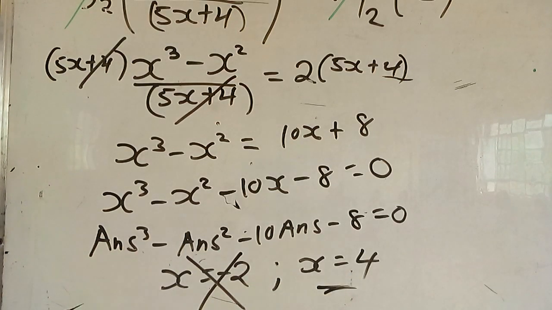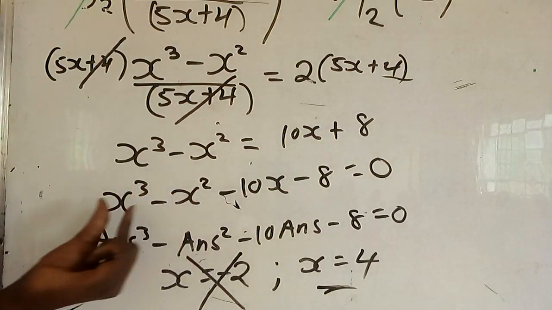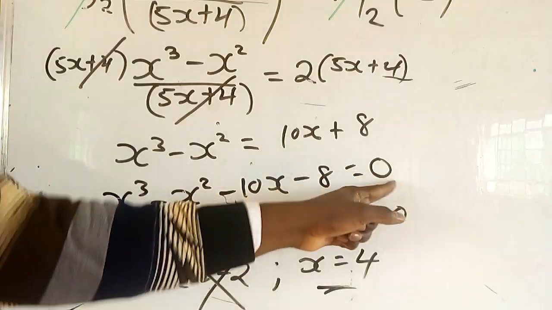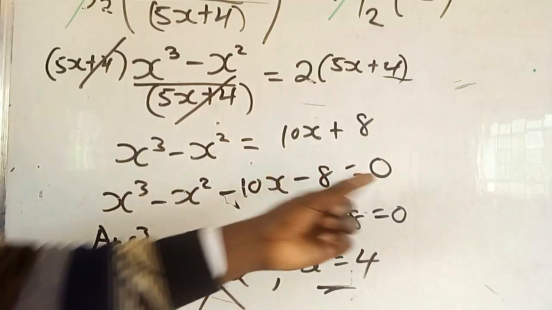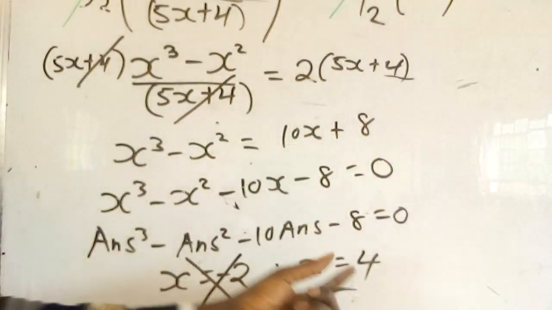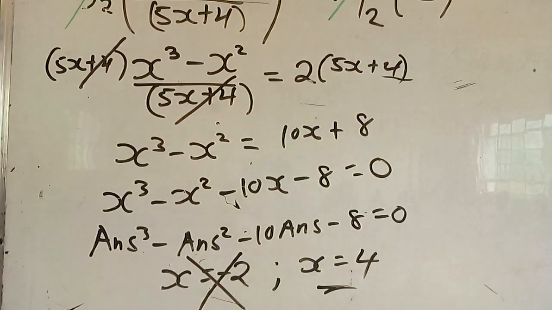You just test where there is x. When x is 1, do you get 0? When x is 2, do you get 0? When x is 3, do you get 0? When x is 4, do you get 0? So the one which gives you the 0 is the root. That is the factor theorem, isn't it? Are we together? Very good.